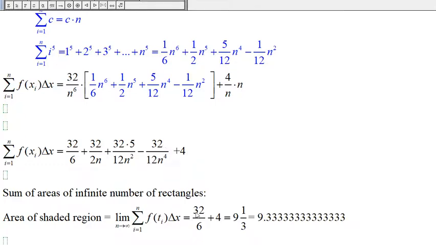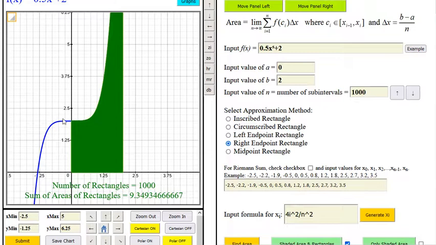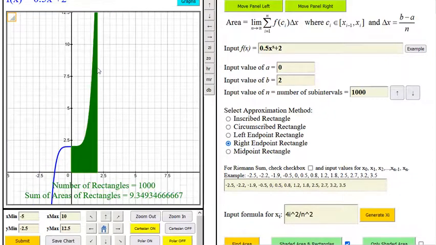And so the exact area of the shaded region is 32 over 6 plus 4, which is 9 1/3. So the exact answer is 9 1/3. And when we filled the shaded region with 1,000 rectangles, we got 9.34, which is very close to the exact answer of 9 1/3. And so the exact answer is 9 1/3 for the area of the shaded region.